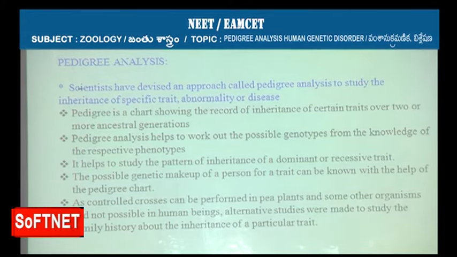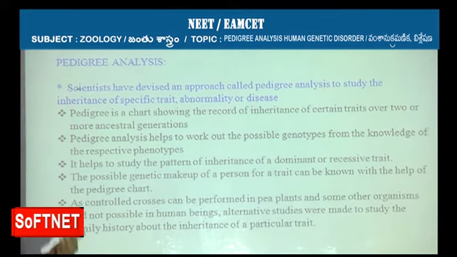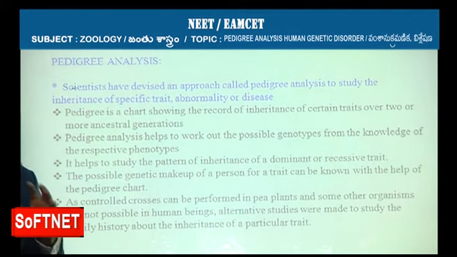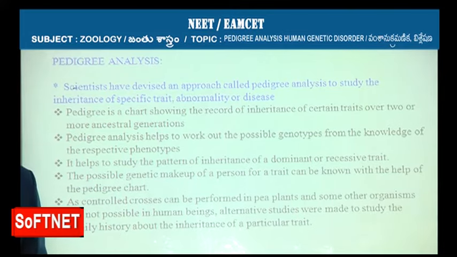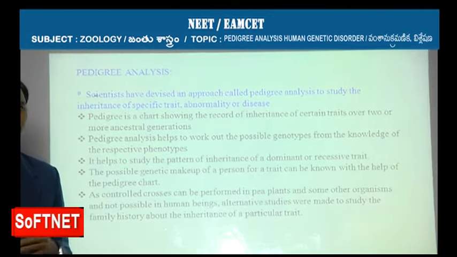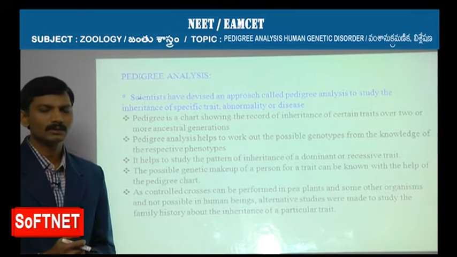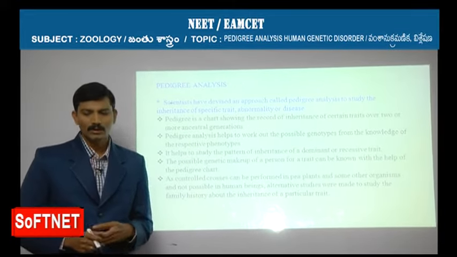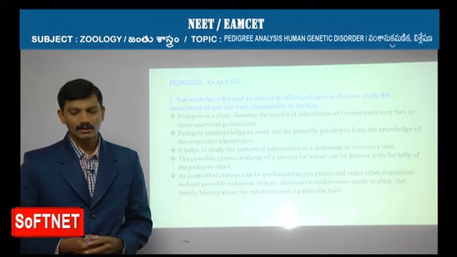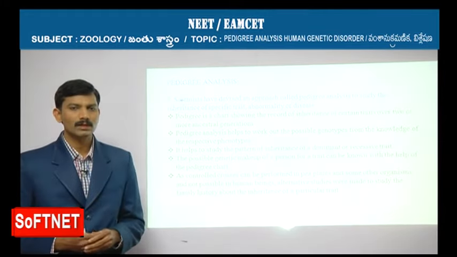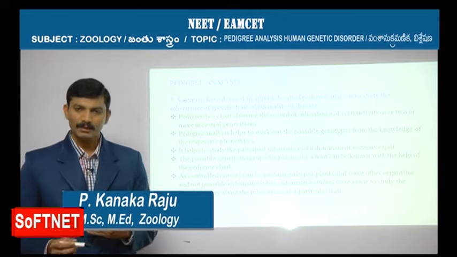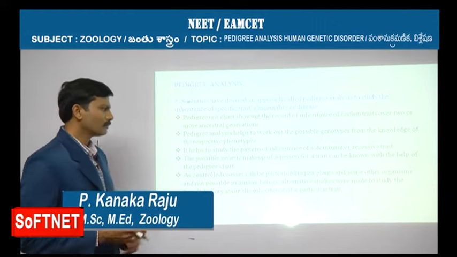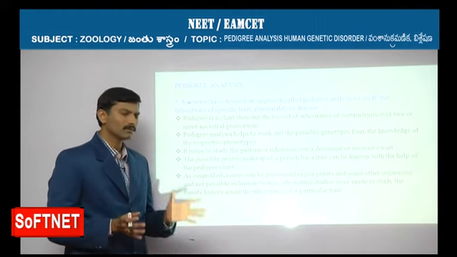It is a chart showing the record of the inheritance of certain traits over two or more generations. This pedigree analysis helps us to work out the possible genotypes from the knowledge of the respective phenotypes. When the phenotype of a particular trait, abnormality, or disease is known, the pedigree chart helps us to work out the possibility of the different genotypes. It also helps us to study the inheritance of a particular trait, whether it is a dominant or a recessive trait.